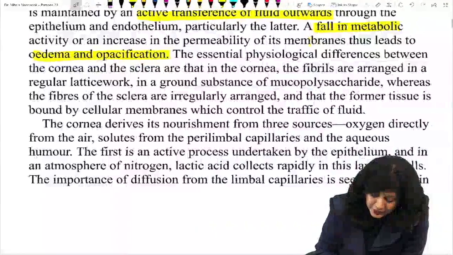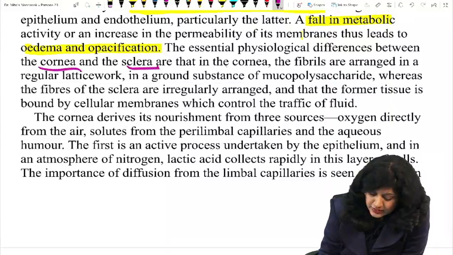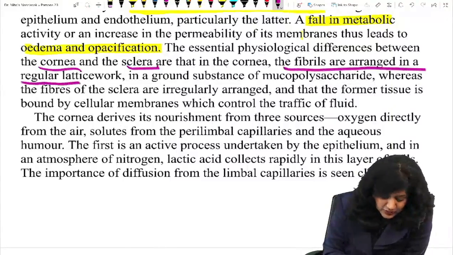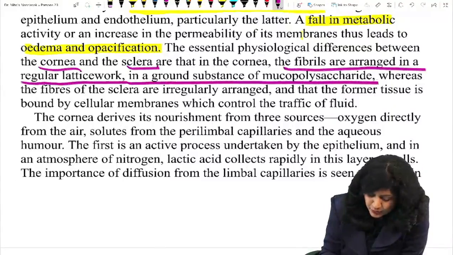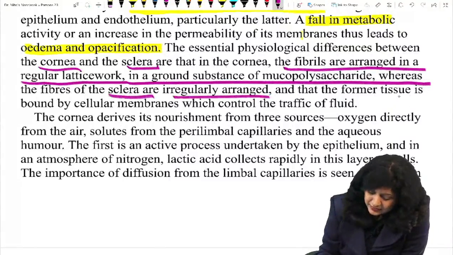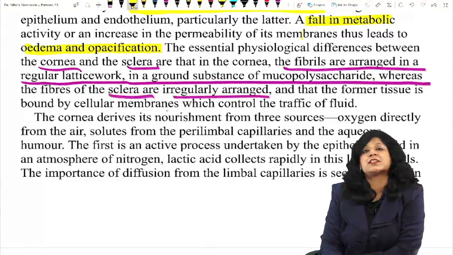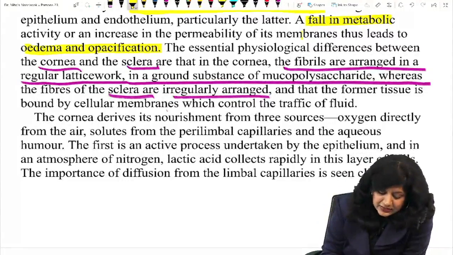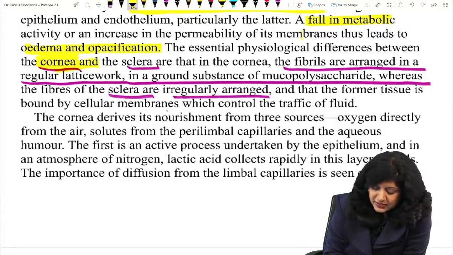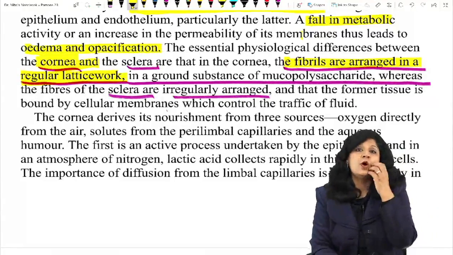Now the essential physiological differences between the cornea and sclera are that in the cornea the fibrils are arranged in a regular lattice work in a ground substance of mucopolysaccharide, whereas in the sclera we have an irregular arrangement, and that formed tissue is formed by the cellular membranes which control the traffic. Now this is again very important. We will be talking in detail while we are discussing the topic of cornea, that the main reason why the cornea is actually transparent is that the fibrils are arranged in the regular lattice work. That is also called the Maurice theory.